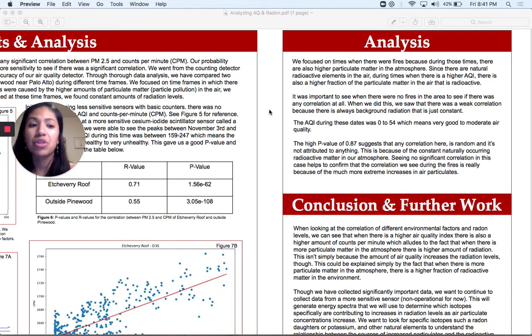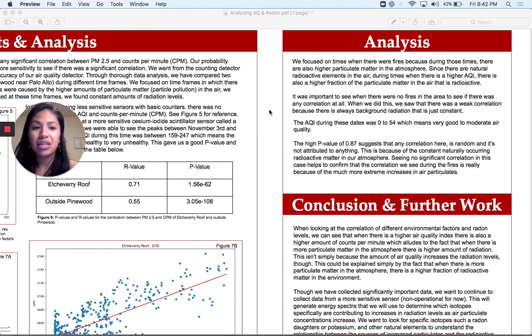We focused on times when there were fires because during those times there is higher particulate matter in the atmosphere. Since there are natural radioactive elements in the air during these times when there is a higher AQI, there is also a higher fraction of the particulate matter in the air that is radioactive, because that's just how math works.